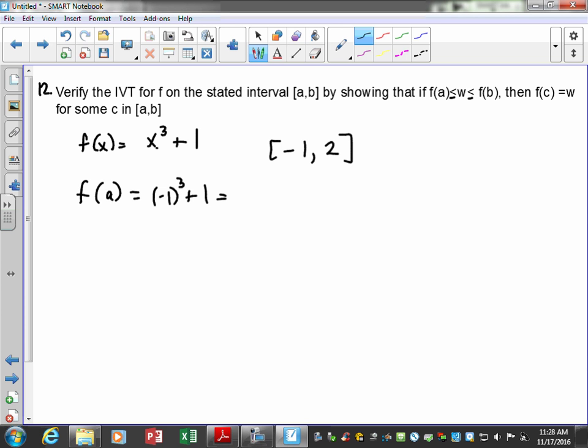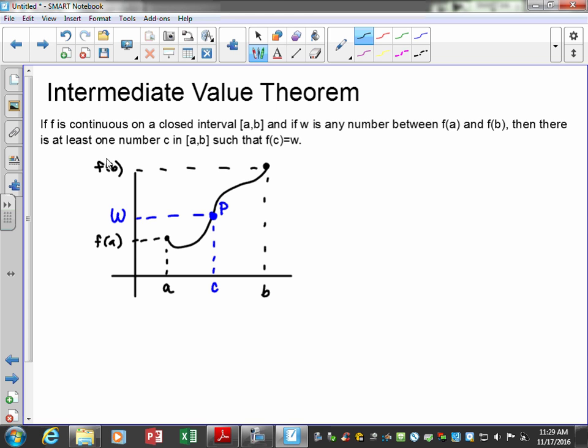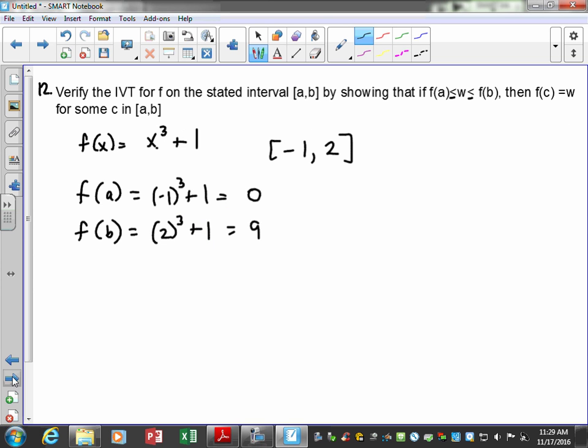And f of a is just going to be what? 0. Okay, what about f of b? Evaluate f of b. That's going to be 2 cubed plus 1. So what's that? 8 plus 1 is 9. What we've calculated is this to be a 0 and this to be a 9, essentially.